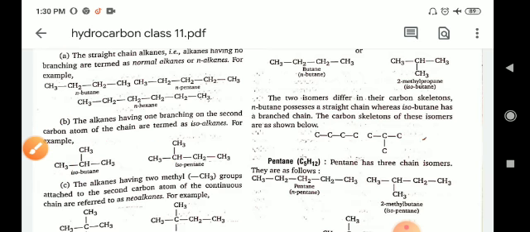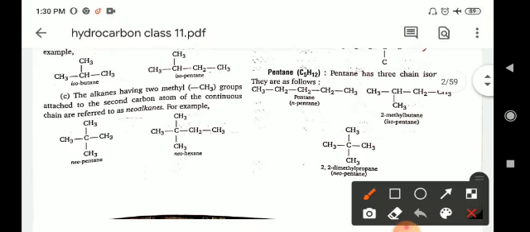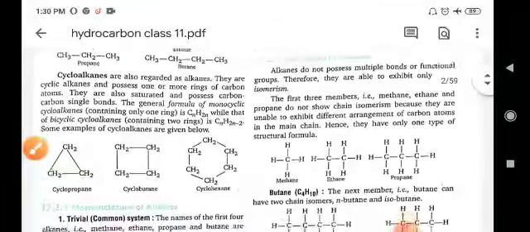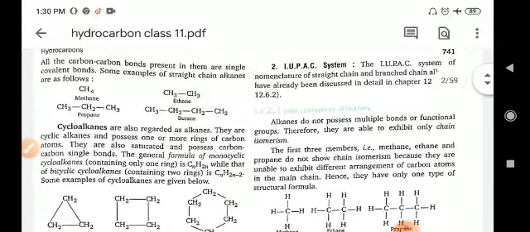But in the other condition, alkanes having 2 methyl groups attached to the second carbon atom of the continuous chain are referred to as neoalkanes. For example, neopentane and neohexane. Okay, now coming to the other system.